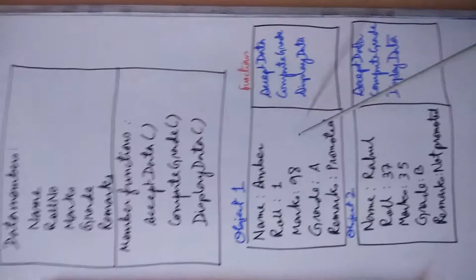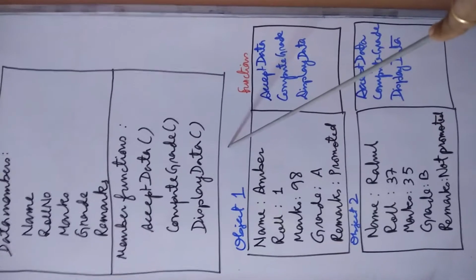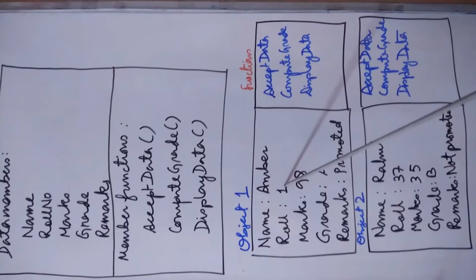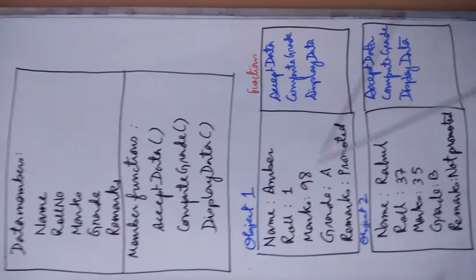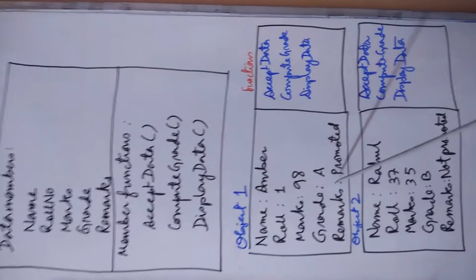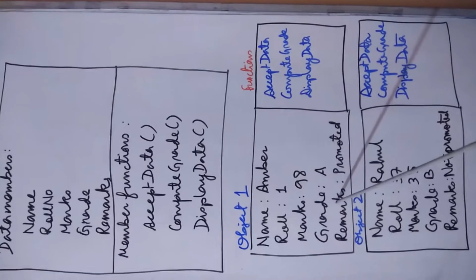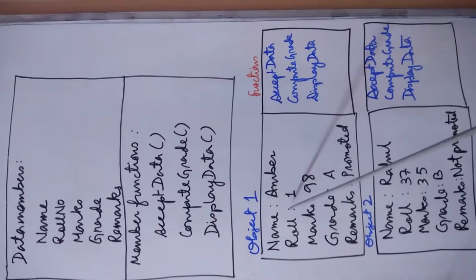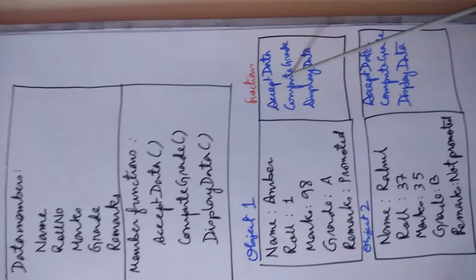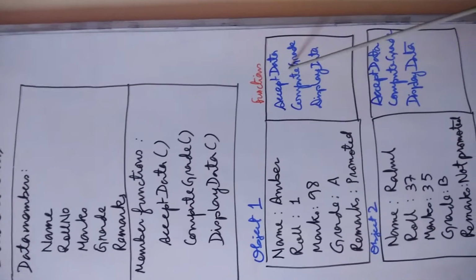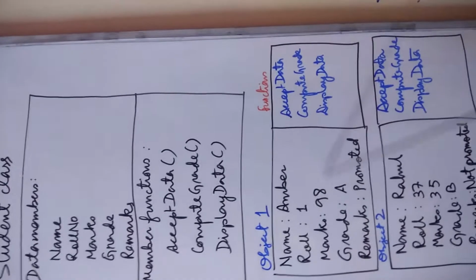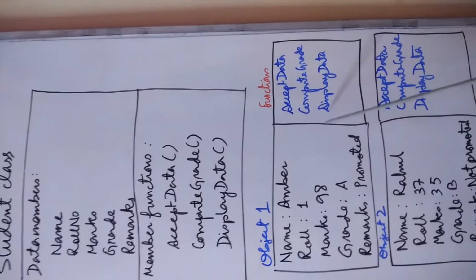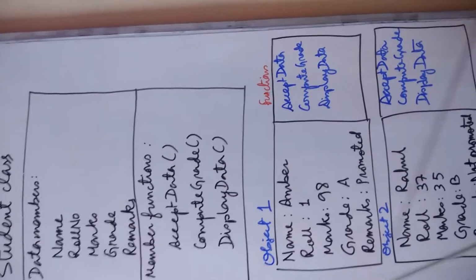Now I have two objects over here. One object whose data are like name is Amber, roll number 1, marks 98, grade computed as A, and promoted is the remark. How has this been done? Through the function associated with object 1, that is accept data. So accept data helps object 1 to get these values. Compute grade will compute the remaining portion and display data will display all.